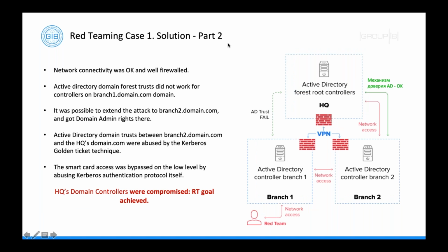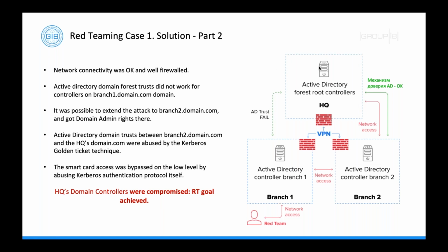Here in the solution of part 2, we established that network connectivity was very well firewalled from the first branch. So gaining access to the HQ from the first branch was impossible, but it was possible to extend the attack to the second branch of their domain, and the red team got domain admin rights there. From branch 2, the Active Directory domain trust between branch 2 and the HQ was abused by Group IB's red team using the Kerberos golden ticket technique, and they managed to get access to the HQ's domain controllers, and our red teaming goal was achieved in this particular instance.